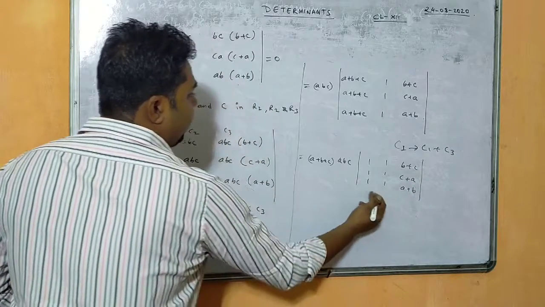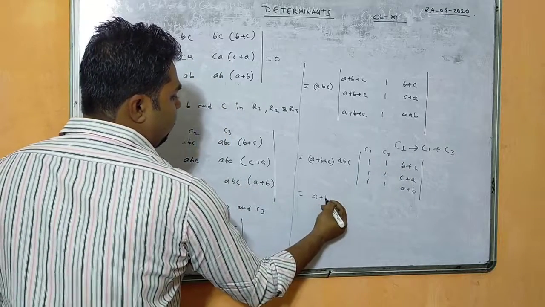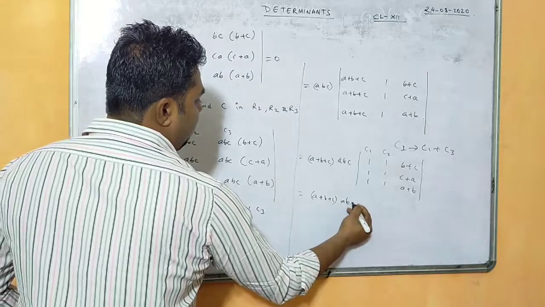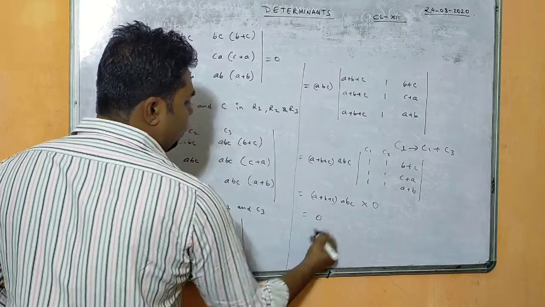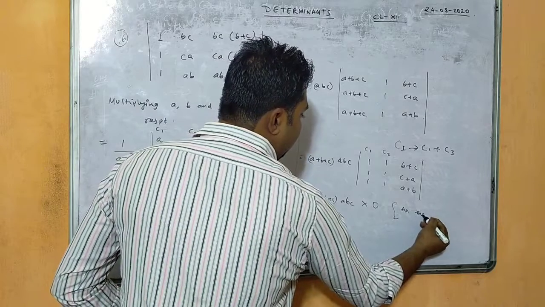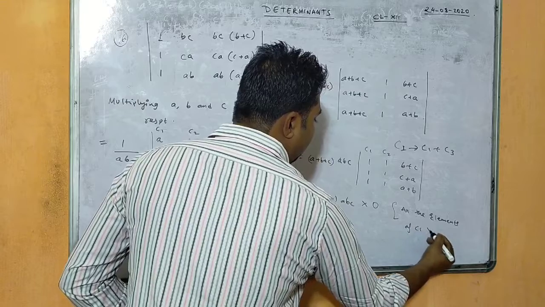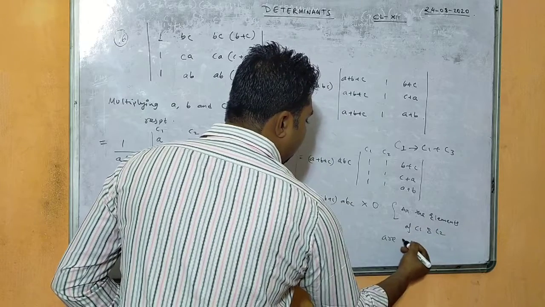Now you see all the elements of column 1 and column 2 are identical. So therefore A plus B plus C, ABC into 0. So the answer is what? 0. So the reason you will write is all the elements of C1 and C2 are identical.